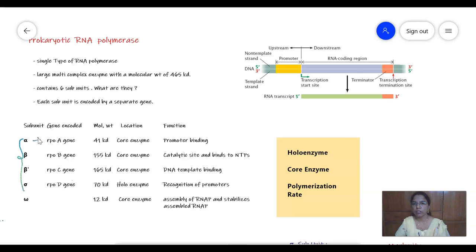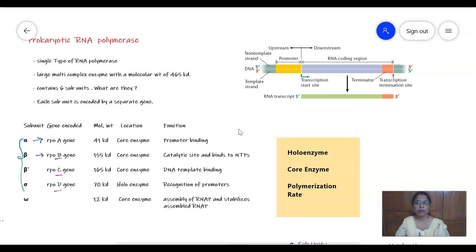Alpha subunit is encoded by the RPOA gene, beta subunit is encoded by the RPOB gene, and beta prime is encoded by the RPOC gene. Sigma subunit is encoded by the RPOD gene. We don't know the gene encoding the omega subunit, and these are the molecular weights.